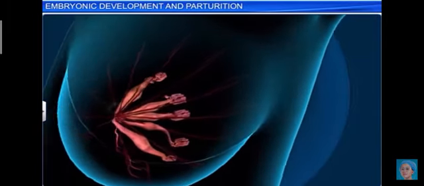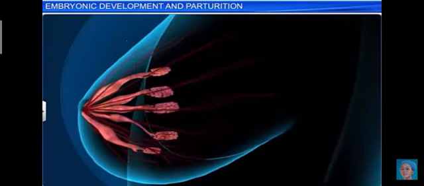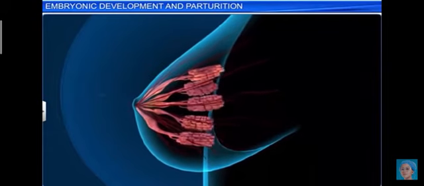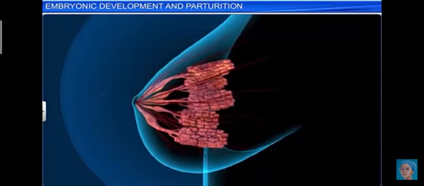Hormonal changes also cause the cells of the mother's mammary glands to differentiate, resulting in these glands producing milk by a process called lactation towards the end of pregnancy.